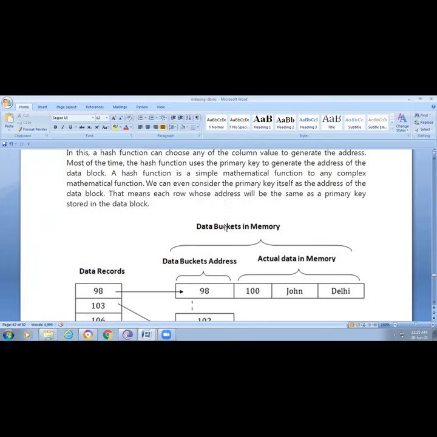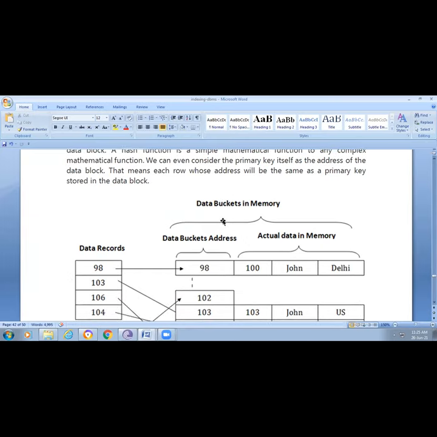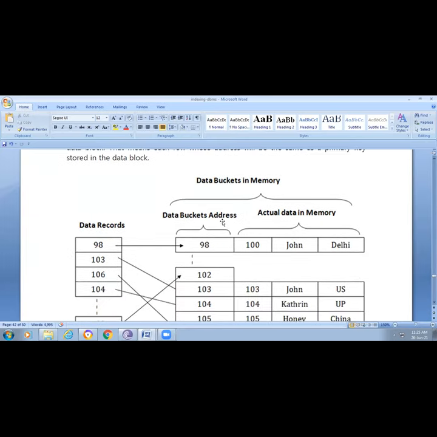A hash function can be a simple mathematical function or any complex mathematical function. We can even consider the primary key itself as the address of the data block. That means each row is stored in the data block whose address is the same as its primary key.